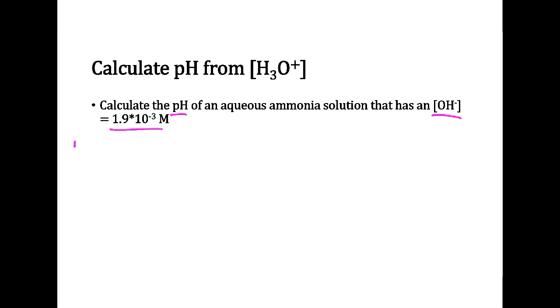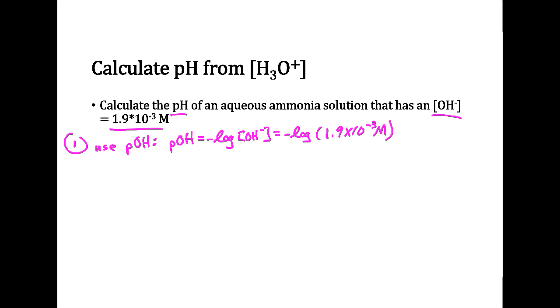So here's our first way that we can use this. So we'll use pOH. So we know that pOH is equal to the negative log of OH minus. We're substituting in, we have the negative log of 1.9 times 10 to the negative third molar. So when we plug that in, we get pOH is equal to 2.7.